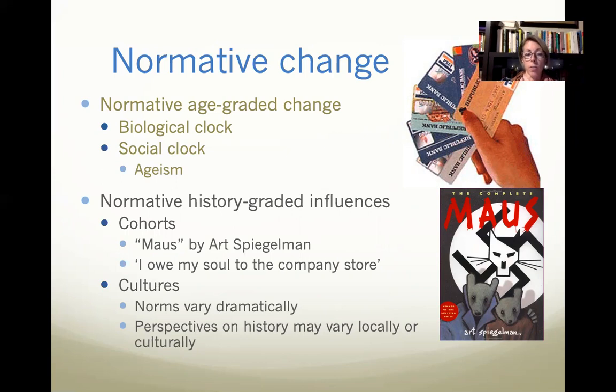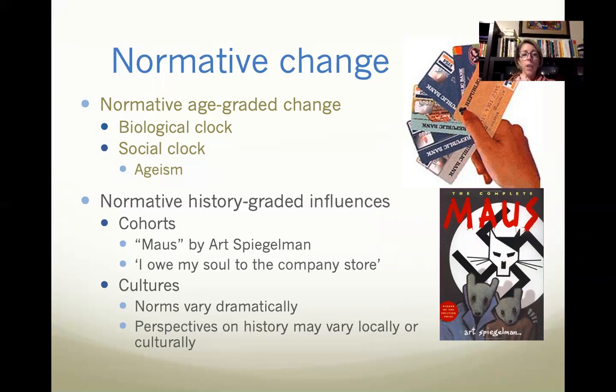normative historical influences. So, for example, credit: most people have multiple credit cards these days. Having credit and having debt is common, at least in the United States at this point in history. It didn't used to always be common.